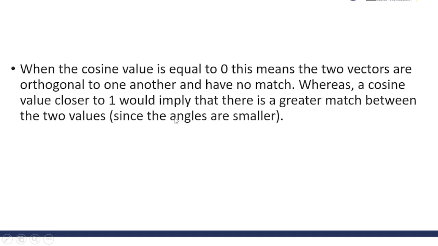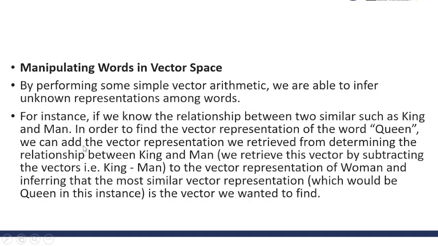Now let us see the Jaccard coefficient. So now consider if we want to know the relationship between two similar words such as king and man. For that, we have to check the vector representation between the two. And then we can add the vector representation between king and man so that we understand what is the word that it is applying.